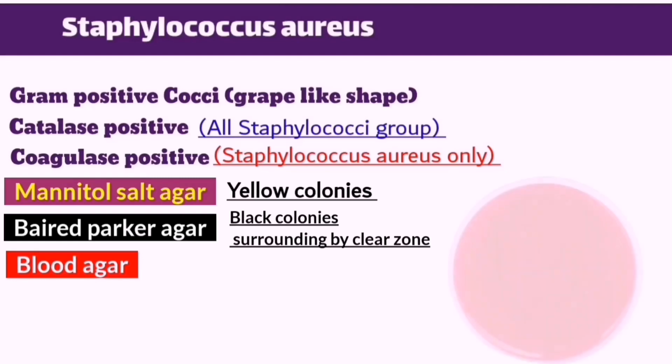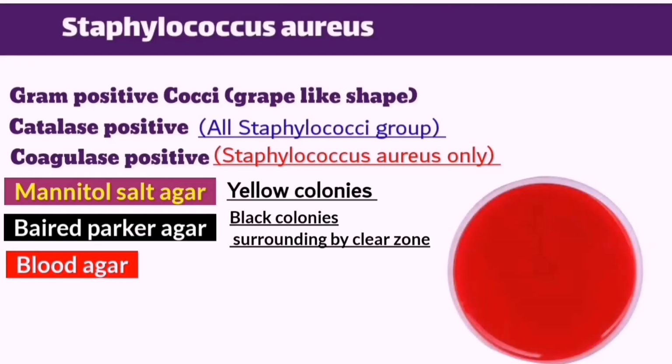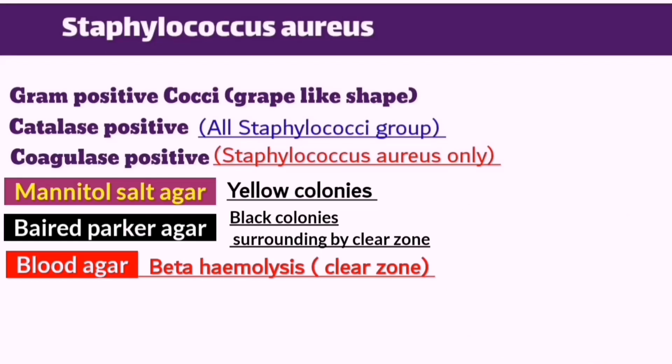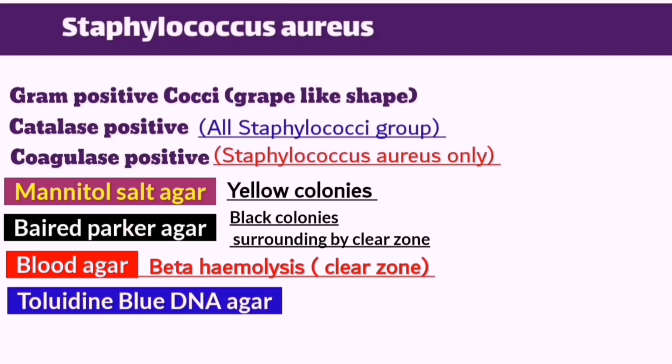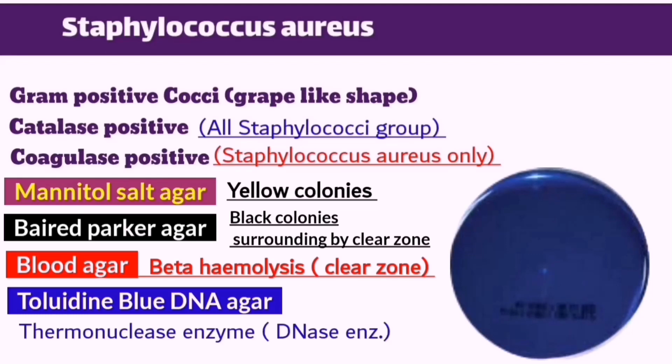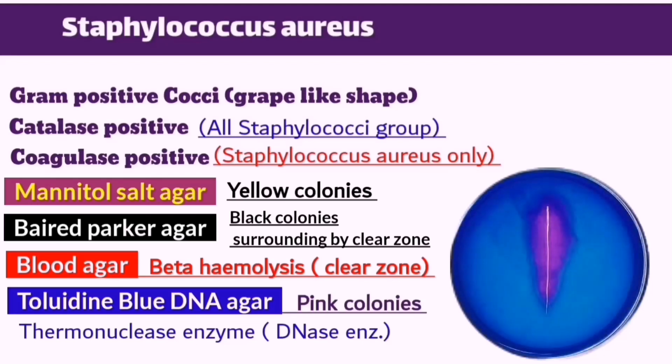Blood agars are also important media in the identification of Staph aureus because it has the ability to cause complete lysis of red blood cells and can produce beta hemolysis due to the production of hemolysin toxins. The final media example is toluidine blue DNA agar. Staph aureus can produce thermonuclease enzymes that denature DNA present in the media, which produces pink colonies.